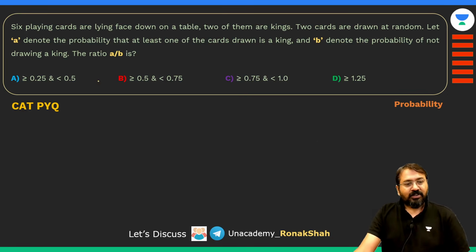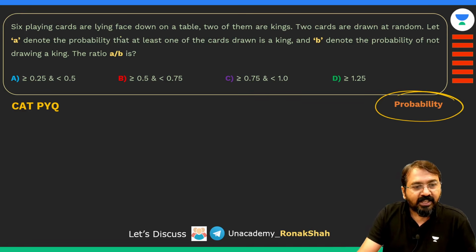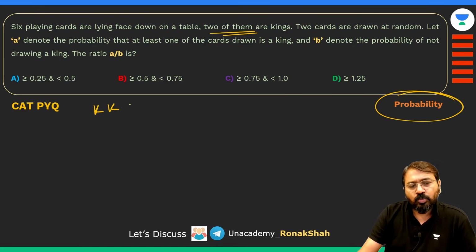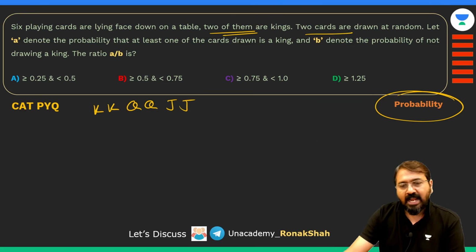Right, chalo, this is another question of probability. 6 playing cards are laying face down on a table. 2 of them are king. Okay, so guys, the 6 cards are something like this: there are 2 kings, say there are 2 queens, and there are 2 jacks. Okay, so these are the 6 cards. 2 cards are drawn at random.